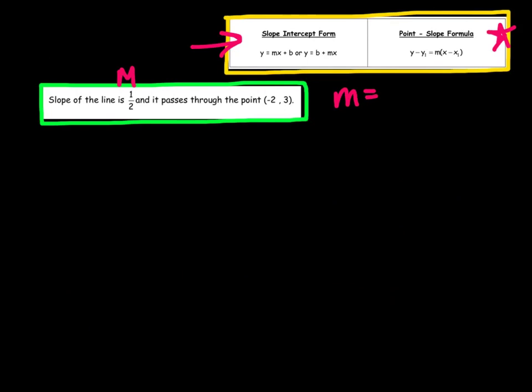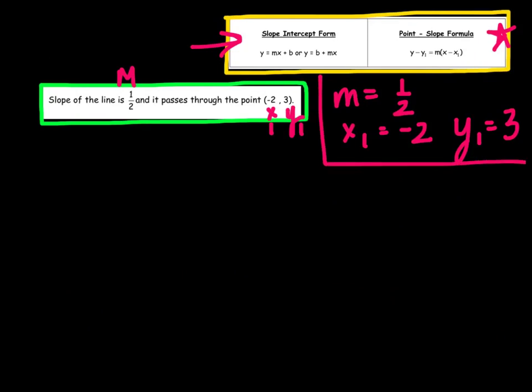So I know m here is 1/2. I also know that it passes through the point -2, 3. So in every point we have an x and a y. So this is x1 and y1. So x1 is going to be -2 and y1 is going to be 3. So I'm going to use these numbers to plug into that equation. So let's use that equation. We have y minus y1 equals m times x minus x1.